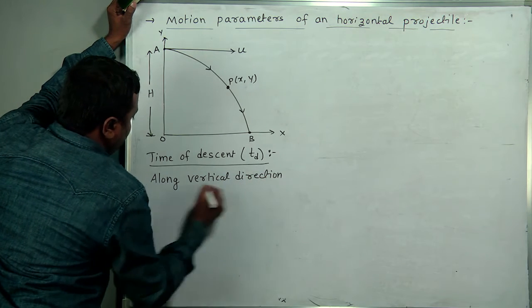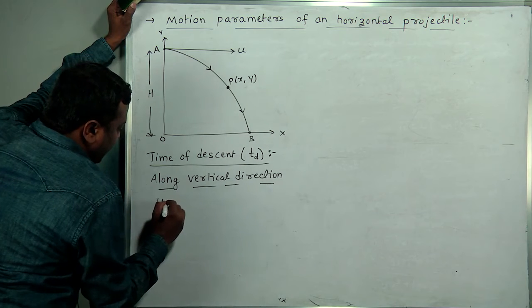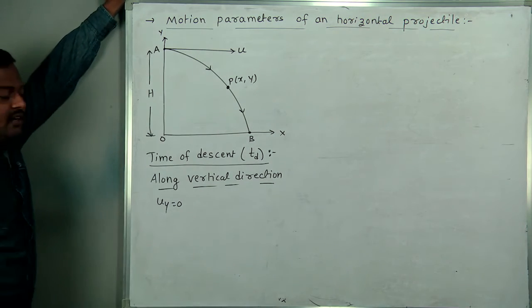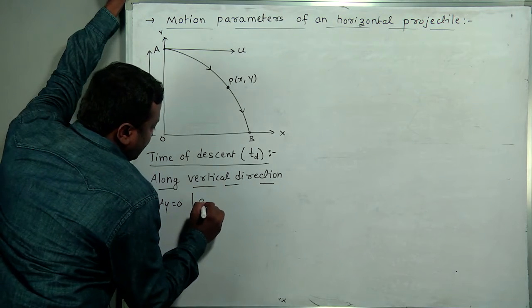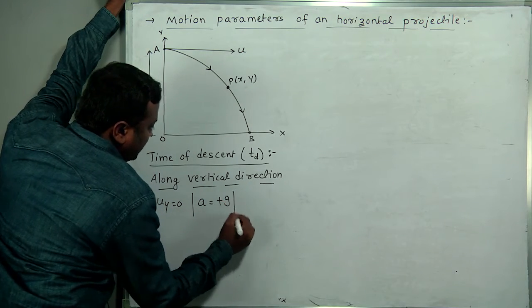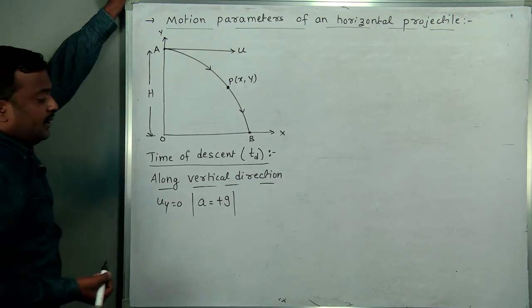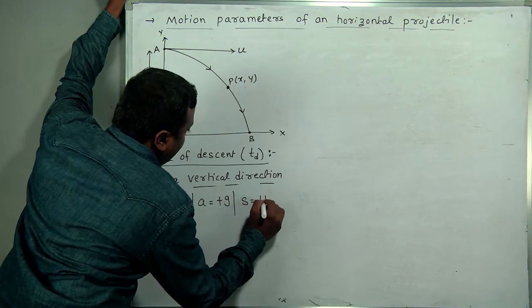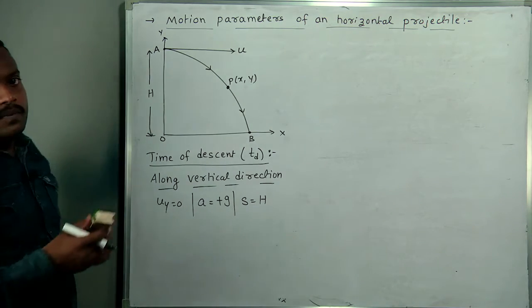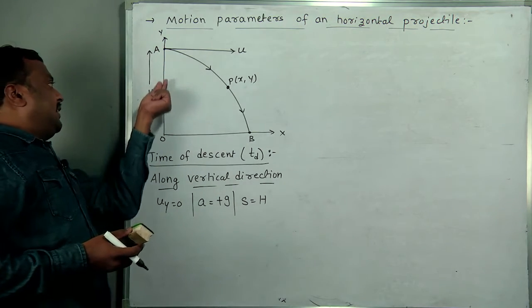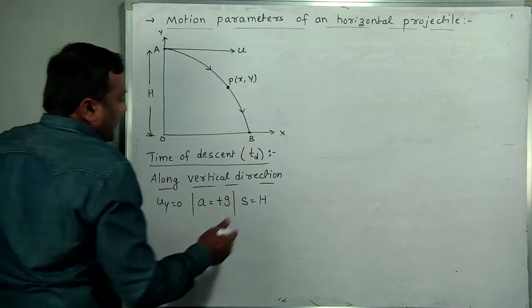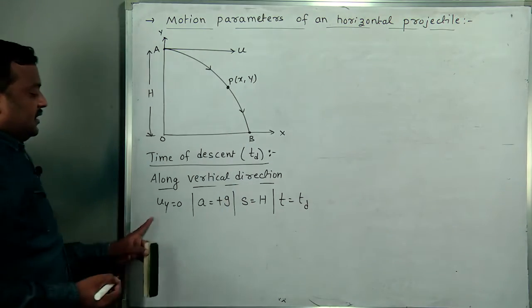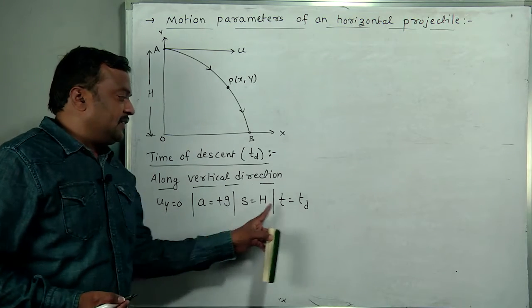Now along the vertical direction, what are the terms you see? First, initial velocity is 0, since it is falling vertically downwards. Its acceleration is taken to be plus g. We should find the time. Displacement is nothing but the height of the body falling to the ground. Time we consider as t suffix d. These are the letters u, a, s, t.